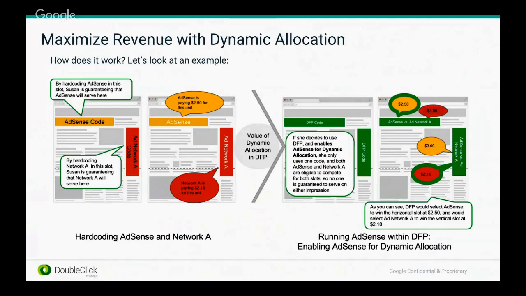Similarly, for the vertical unit, which most probably is a 160 by 600, earlier it would have gone directly to network A because network A was hard-coded for that inventory. Now DFP is making AdSense also compete for that space. And for all you know, AdSense could have provided something higher, $3 RPM instead of $2.10. So DFP will give that impression to AdSense, and AdSense will be able to show an ad there for $3. That way you can see how running AdSense within DFP and enabling AdSense for dynamic allocation is the best way to maximize yield.